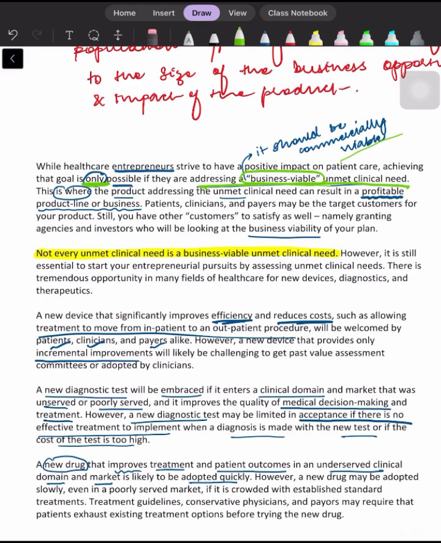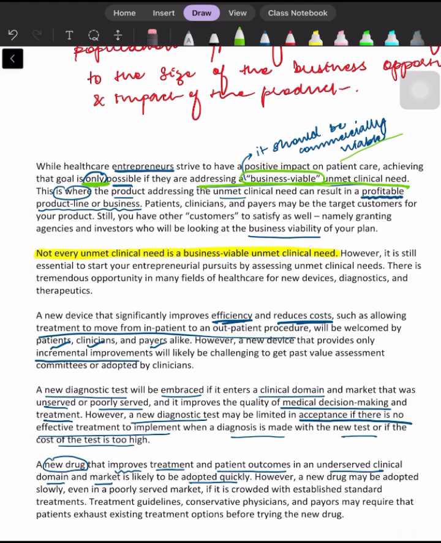So, patients, clinicians, and payers may be the target customers for your product. Still, you have other customers to satisfy as well, namely granting agencies and investors who will be looking at the business viability of your plans. So the doctors and the patients who are going to take it will be your primary focus, but you also need to satisfy your investors in the business.